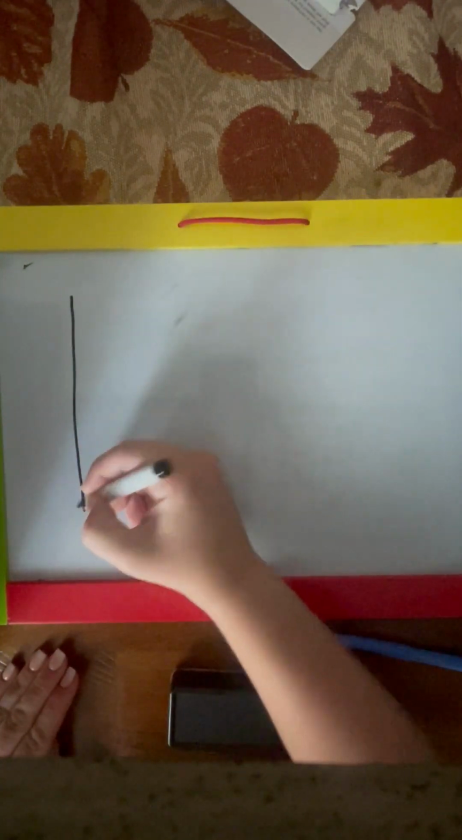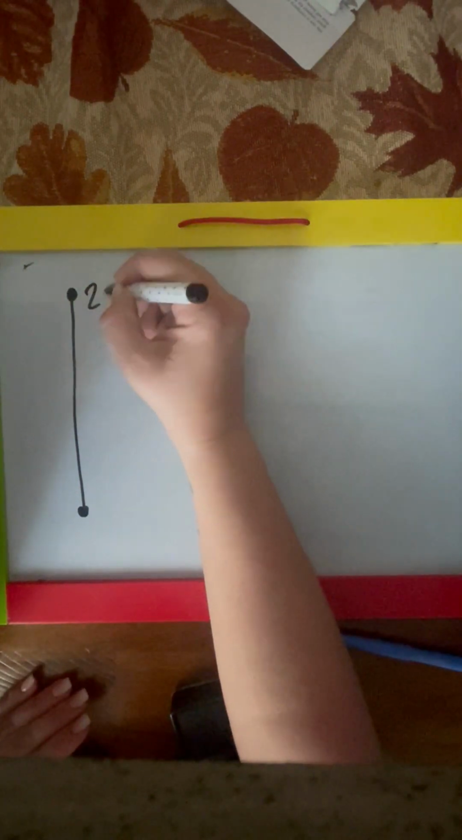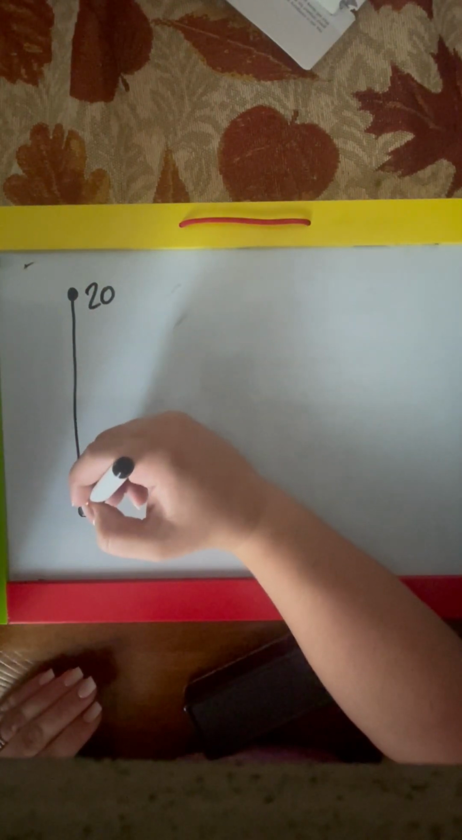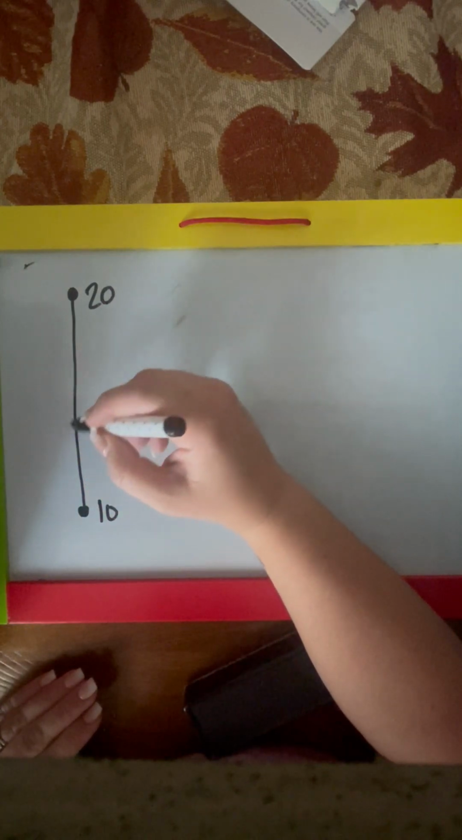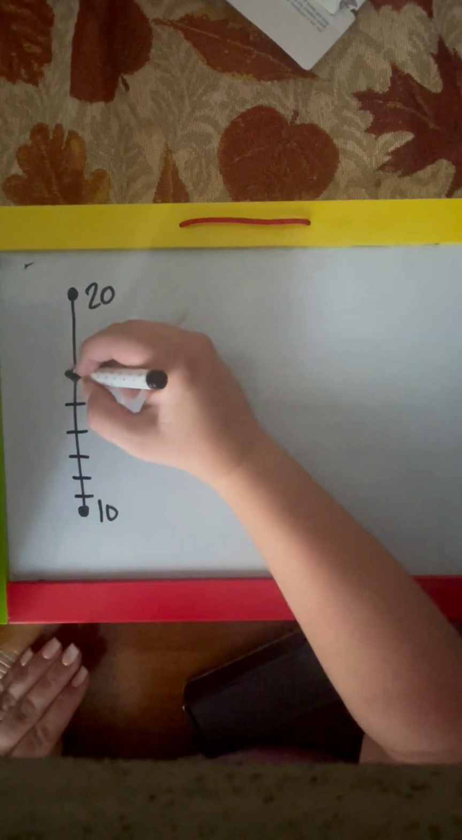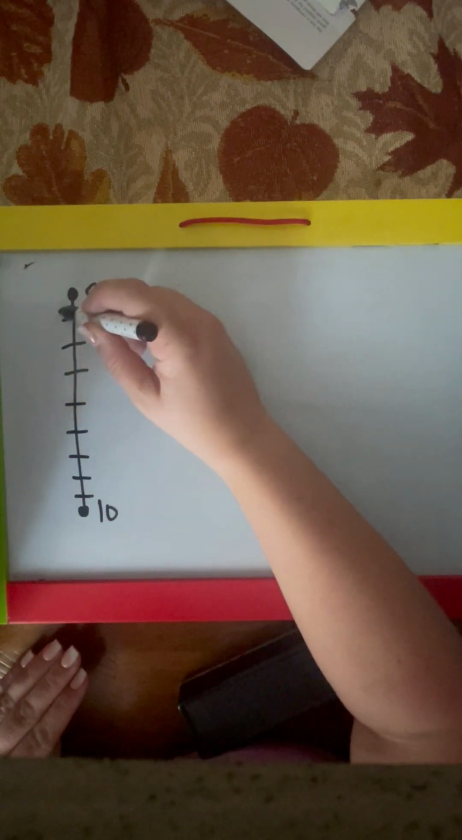Now we are going to practice making a vertical line. I'm going to share a vertical line with 2 endpoints, and you're going to determine the halfway point between the 2 endpoints. So let's do this first. I'm gonna put this on here, and we're gonna do 20 and 10. And we need to put the midpoints in between because you're starting at 10 and you're at 11, 12, 13, 14, 15, and so on.